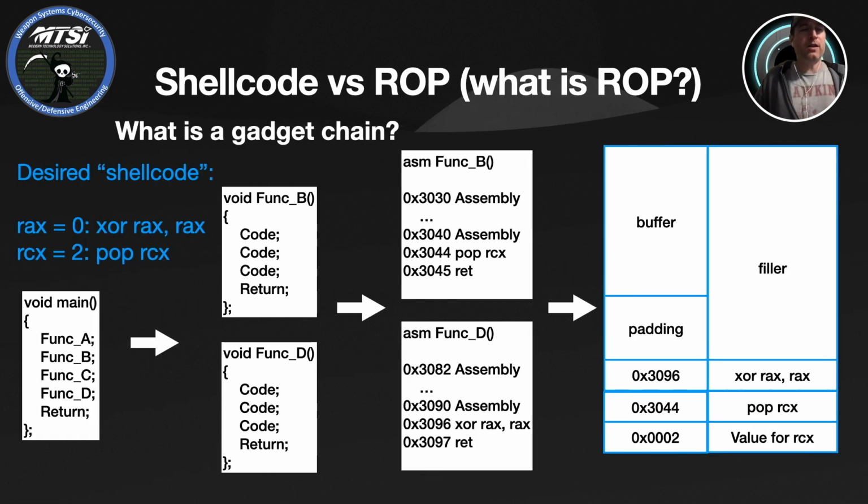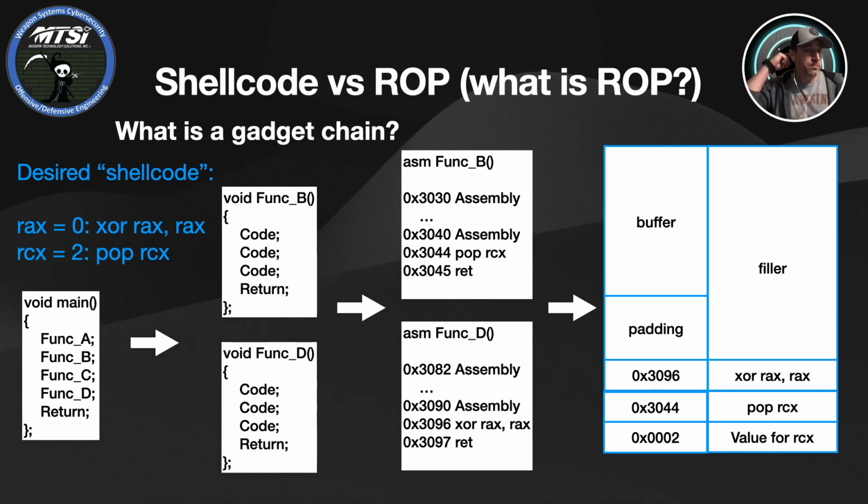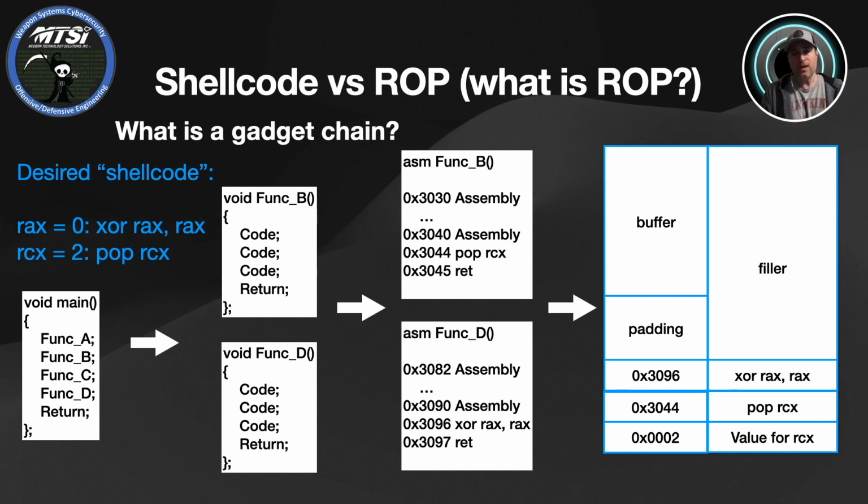So let's look at a small notional shellcode. Let's say, for example, in this shellcode that at the end of it, I want RAX to have the value 0, and I want RCX to have the value 2. I can do that very simply by doing an XOR of RAX with itself and then popping 2 into RCX. So you can see on the left hand of the screen in blue, I've got my desired shellcode. I'm going to show you how I can take the gadgets from the program itself and reorient and reorder them to achieve this shellcode.